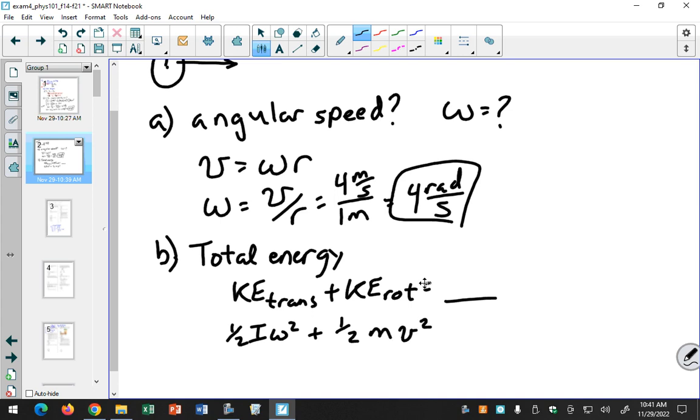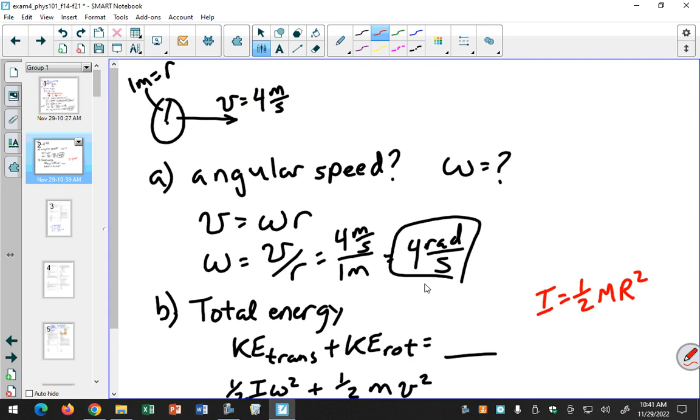Now I know omega, but I don't know I, so I need to do that over here. I'll do it off to the side. This is a disk or a cylinder, and so it's 1/2 mr squared. See, I would give you the mass. Let's say that the mass is 2 kilograms.